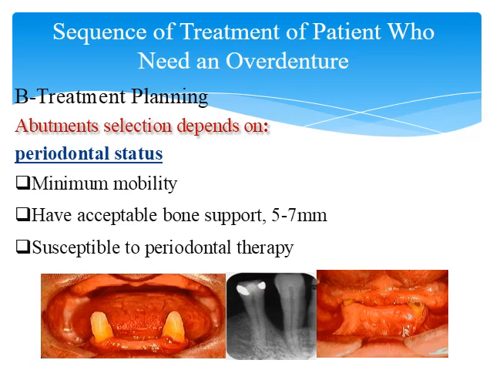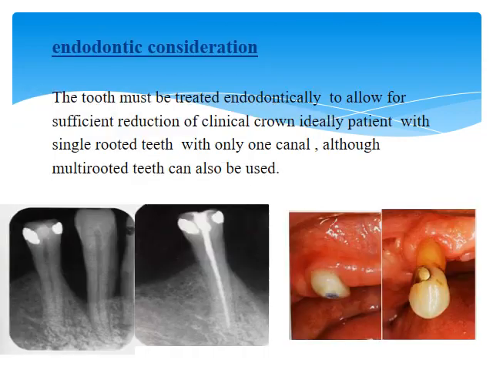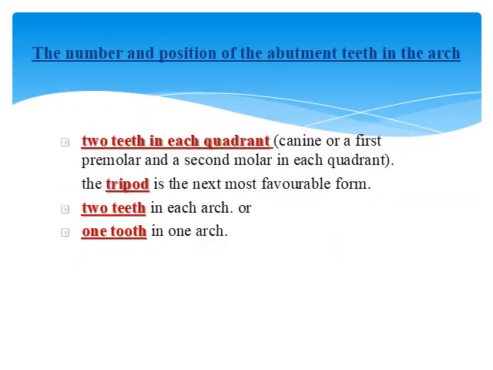include abutment selection, depend on periodontal status, minimum mobility, have acceptable bone support 5 to 7 millimeter above, and susceptible to periodontal. The endodontic consideration: the tooth must be treated endodontically to allow for sufficient reduction of clinical crown, ideally patient with single root teeth with only one canal, although multi-rooted teeth can also be used.